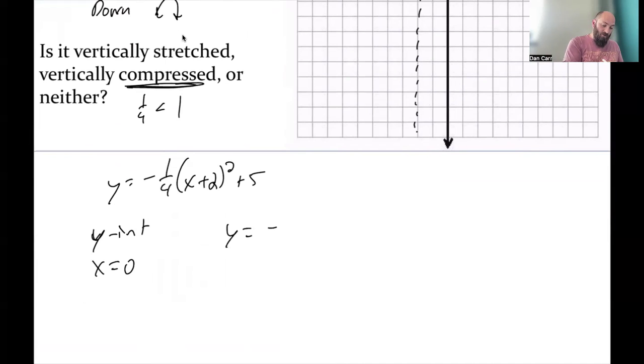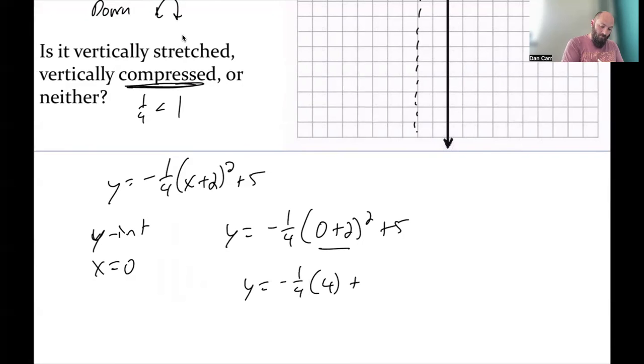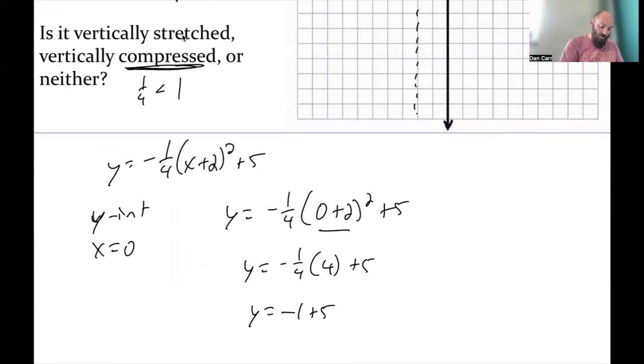So if I do y is equal to a negative 1/4 times 0 plus 2 squared plus 5. Okay, 0 plus 2 is 2, 2 squared is 4, so this turns into a negative 1/4 times 4 plus 5. So y is going to equal, when I multiply these together, a negative 1 plus 5, which is going to come out to a positive 4. This tells me my y-intercept, which is the point 0, 4.